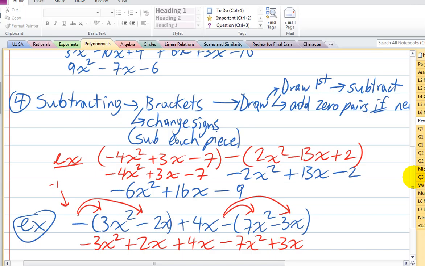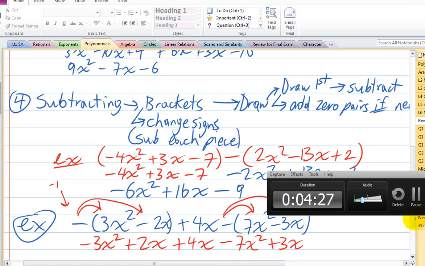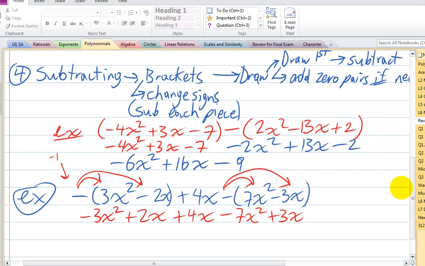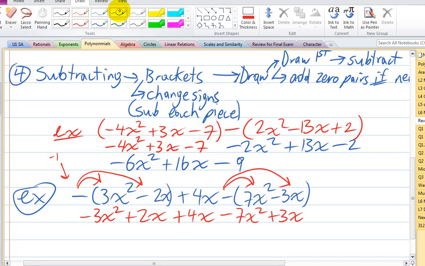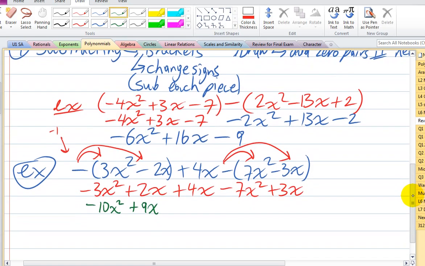Yeah, you multiply in to remove brackets. Okay, now you've got to collect like terms. There we go. Minus 10x squared plus 9x.